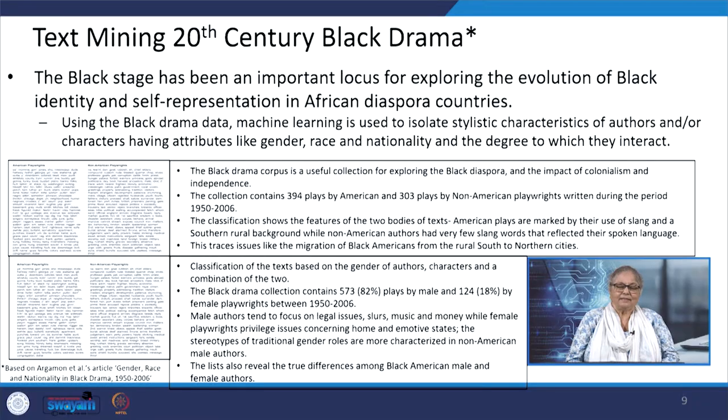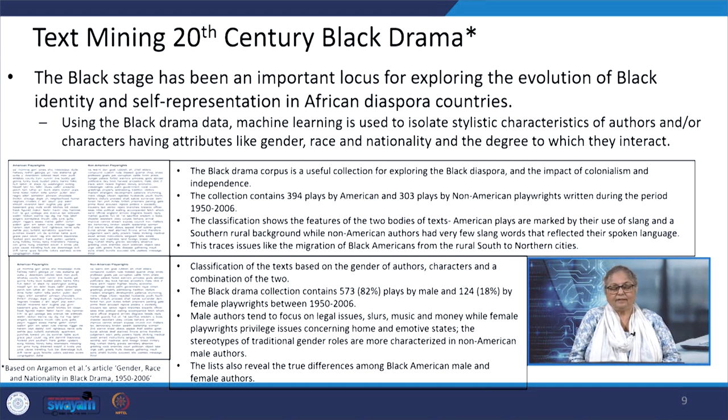Let us consider how intersectional analysis can be engaged through text mining applied to a large database of 20th century black drama to examine linguistic distinctiveness of gender, race, and nationality. The black stage has been an important locus for exploring the evolution of black identity and self-representation in African diaspora countries. Using the data of black drama, machine learning is used to isolate stylistic characteristics of authors and/or characters having attributes like gender, race, and nationality, as well as the degree to which they interact.